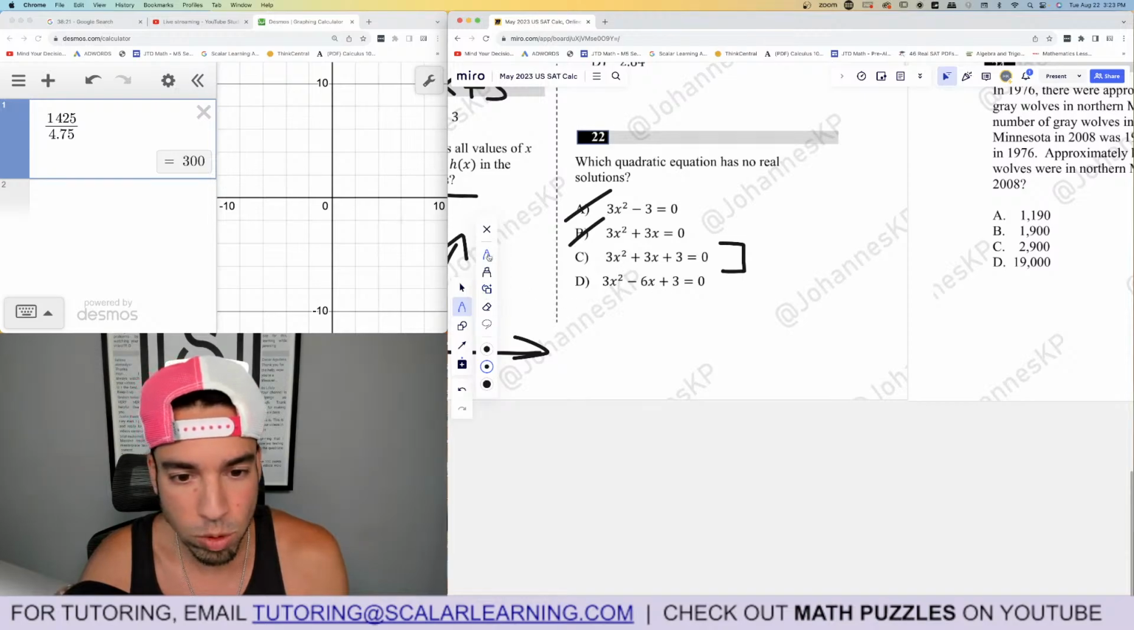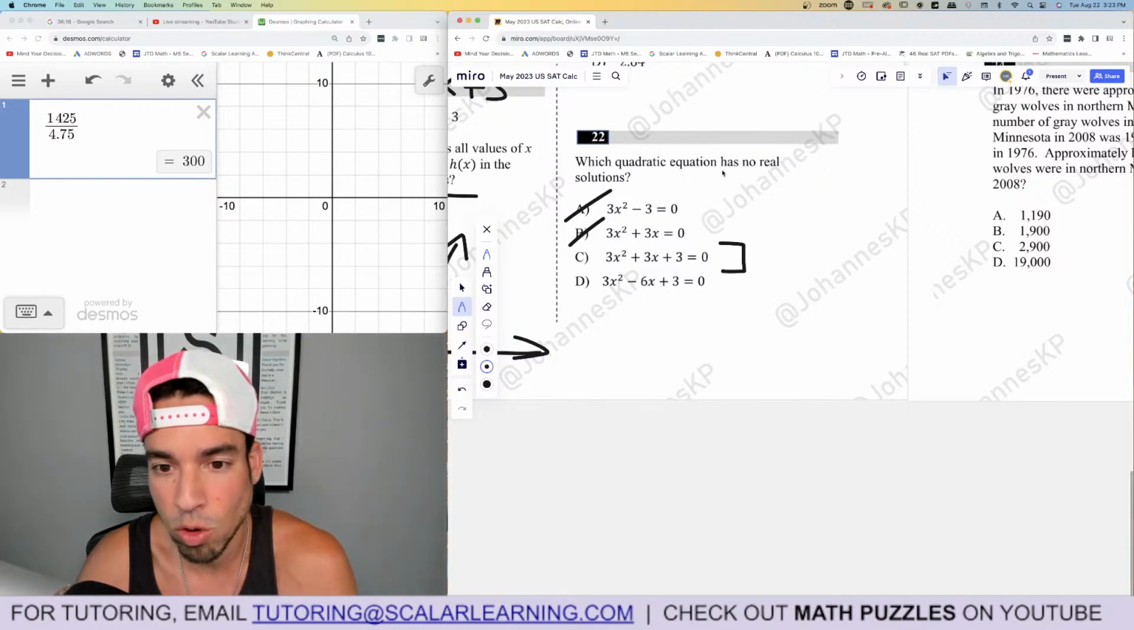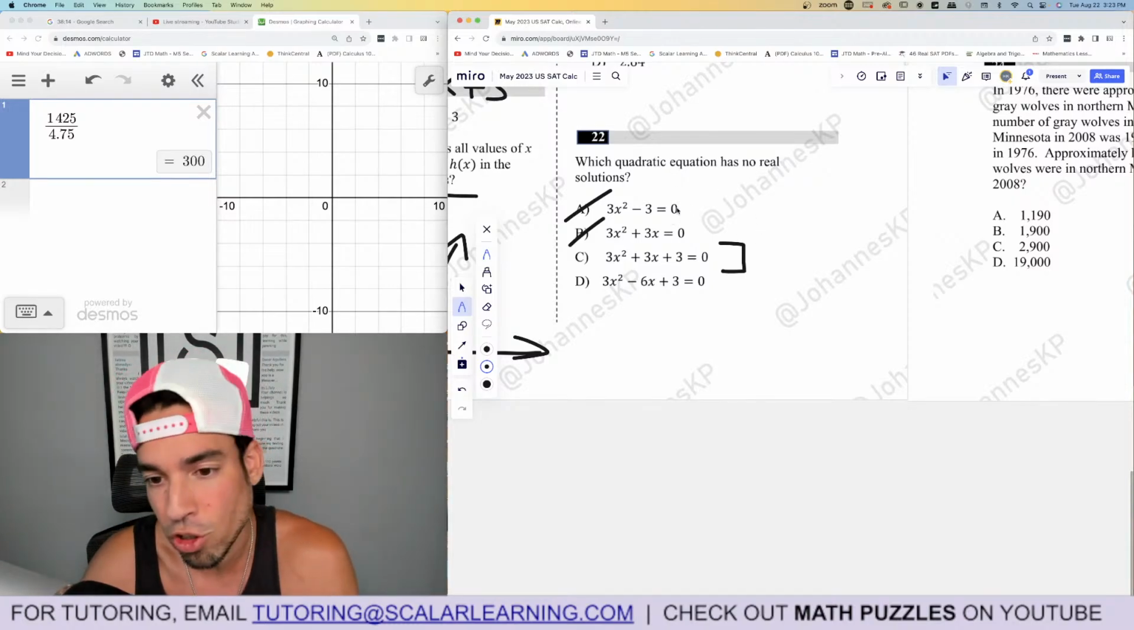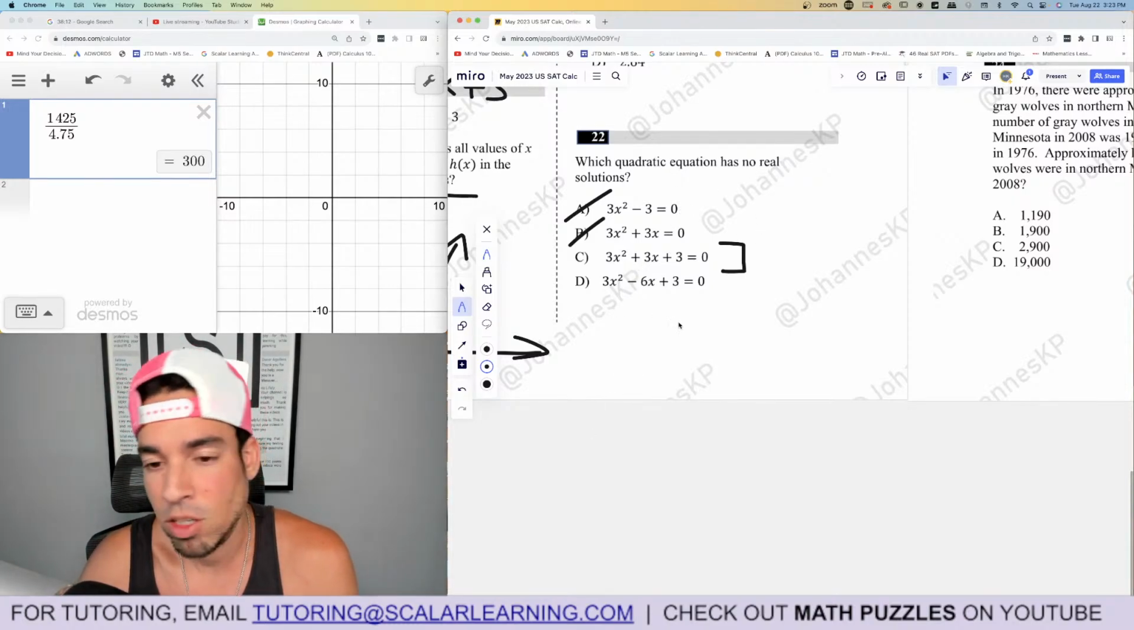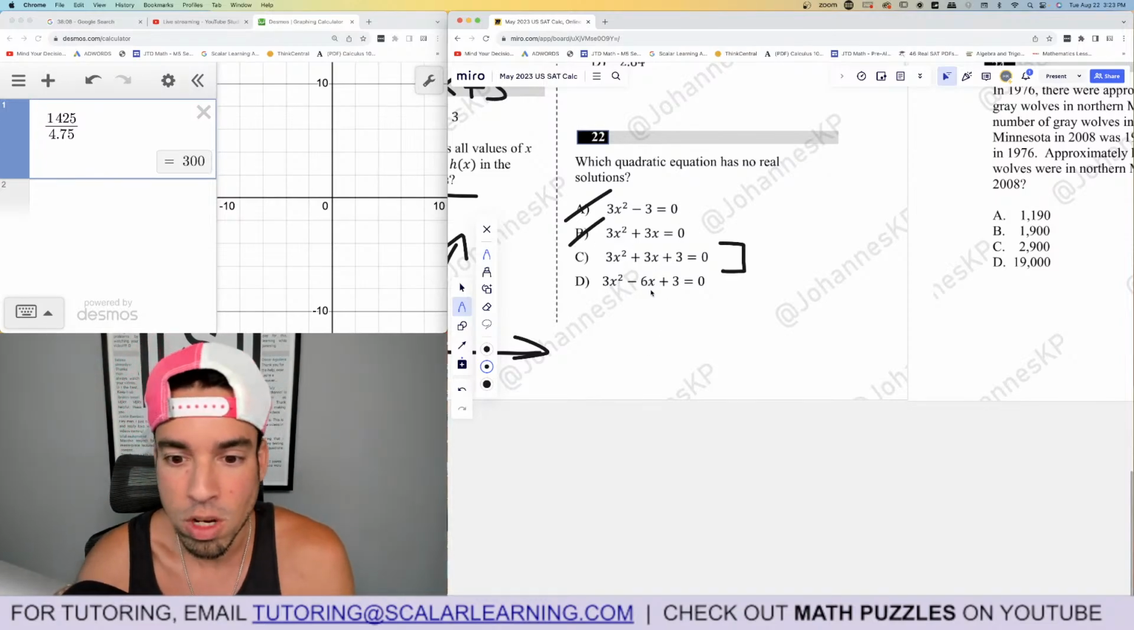Those definitely have solutions. When we're talking about no real solutions, we're talking about the discriminant. That's what I want you to think. Quadratic with no solution, one solution, two solutions, we're talking about the discriminant. If the discriminant is 0, one solution. If it's positive, two solutions. Negative, no solutions. What's my discriminant?